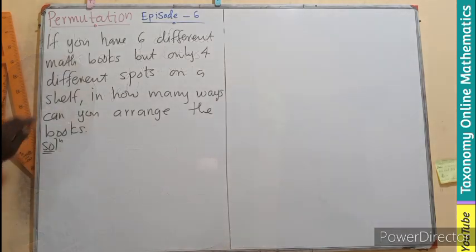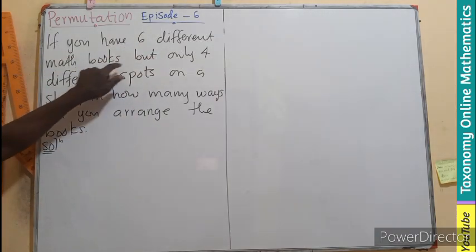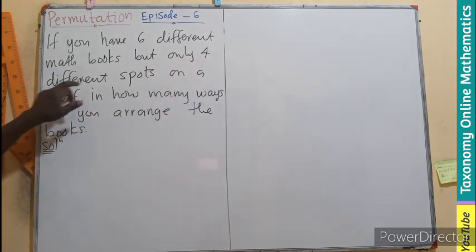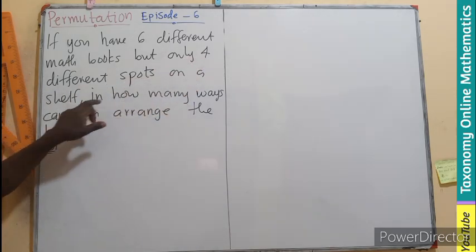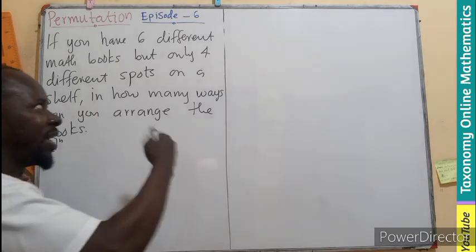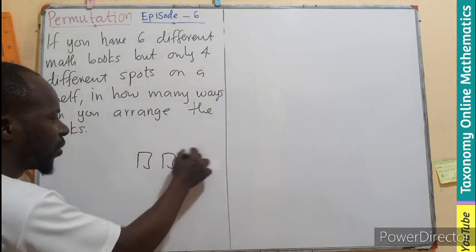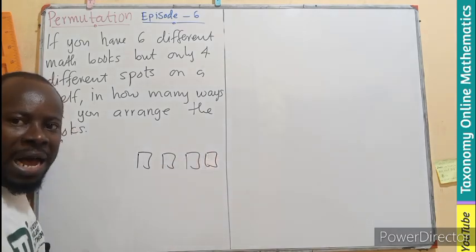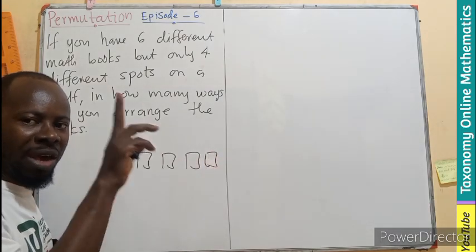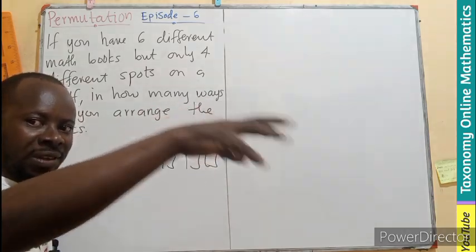Just look at this. If you have 6 different math books, but you only have 4 different spots on a shelf, in how many ways can you arrange these books? So we are having 6 different books, but the spots we have are just 4. How are we going to arrange it? We are taking 4 out of 6 objects, arranging 4 out of 6 objects.